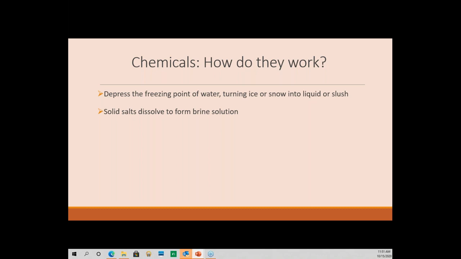Not sure, but hopefully you heard the question: what must be present for most chemicals to work? And it's water. They all need to have some moisture to enable that chemical to work. So they either need to get the moisture out of the chemical itself, if it's a liquid chemical, or they have to get the water out of the snow. If the snow has moisture in it, they need to be able to use that moisture.